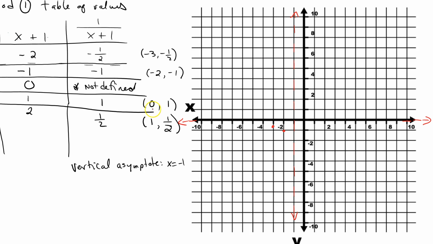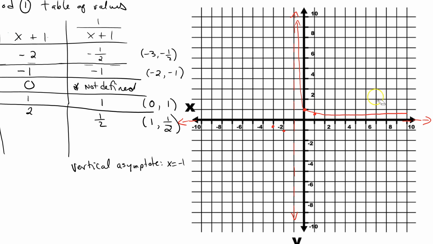And I have 0 comma 1, 0 comma 1. And I have 1 comma 1/2, 1 comma 1/2. Now if I wanted to, I could have another point here, maybe at negative 1/2 or at negative 1.5, but we know from the previous example that the behavior of the graph this way is asymptotic, and the behavior of the graph this way is asymptotic.